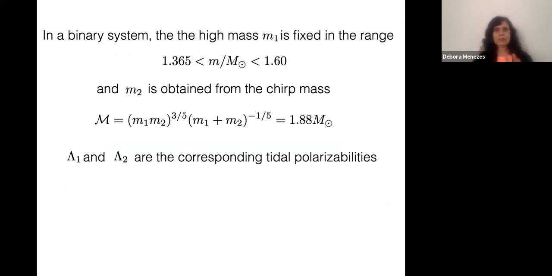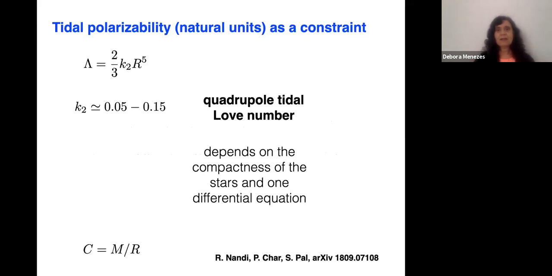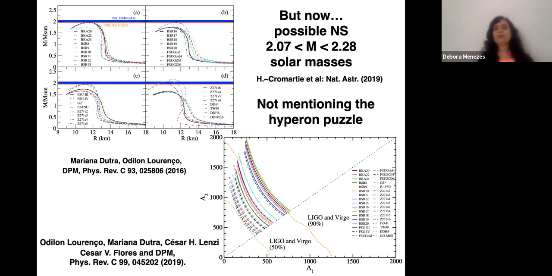So just to give you an idea of how this is calculated, in a binary system, one of the masses is fixed. I'm going to call it M1, and the other one is obtained from the chirp mass. Chirp mass gives a relation between these masses, and this number is also inferred from the gravitational waves. Once I have these two neutron star masses, I can look at the solution of my TOV and obtain the corresponding tidal polarizabilities. And this is what I've already told you, and those are the results.